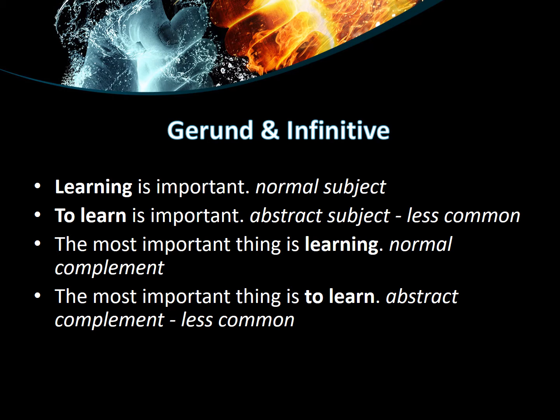Now see the next example. The most important thing is learning. This is a very normal complement, and here gerund is used in the complement place. If we are talking about the infinitive, it is also used as a complement, but it is less commonly used. It is an abstract complement, you can say. So we use it like this: the most important thing is to learn. So this is the difference between the gerund and infinitive.